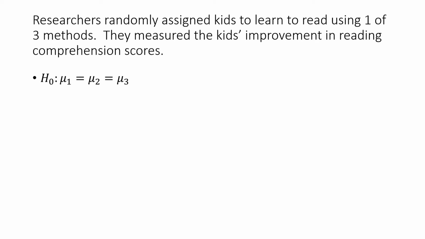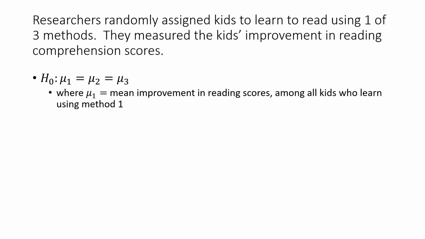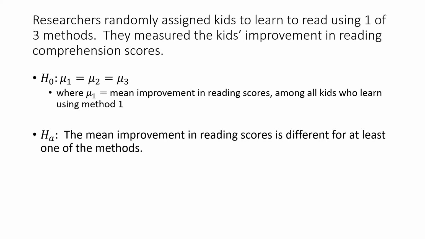We could write the null hypothesis in symbols as mu sub 1 equals mu sub 2 equals mu sub 3, where mu sub 1 is the mean improvement in reading scores among all kids in the population who learn using method 1, and similarly for mu sub 2 and mu sub 3. The alternative hypothesis would be that the mean improvement in reading scores is different for at least one of the methods. We could also phrase the null and alternative hypotheses in terms of association between the variables, improvement in reading comprehension score, and method used to learn.